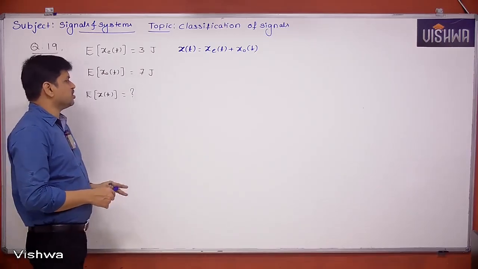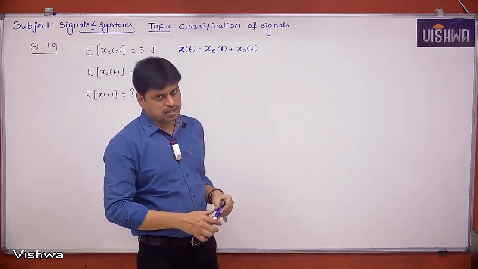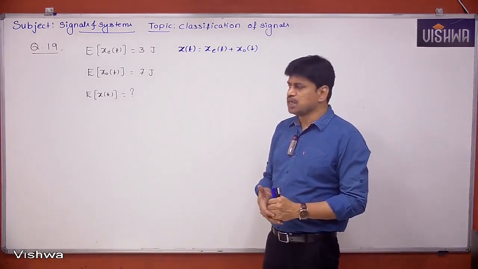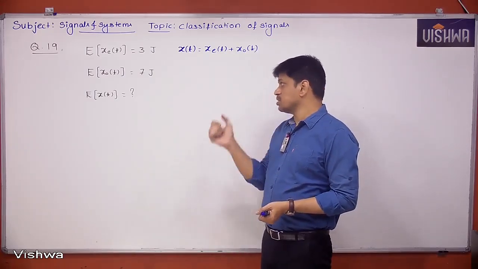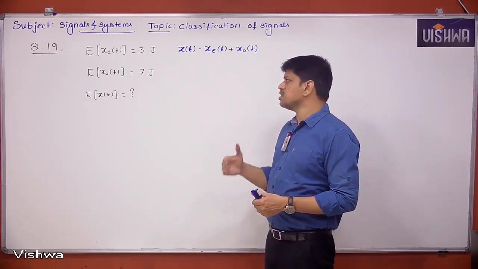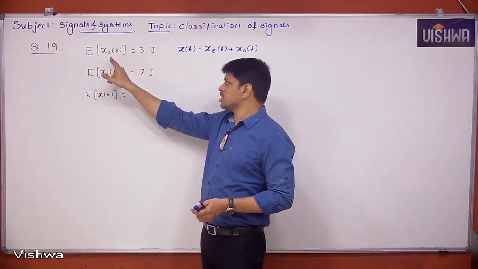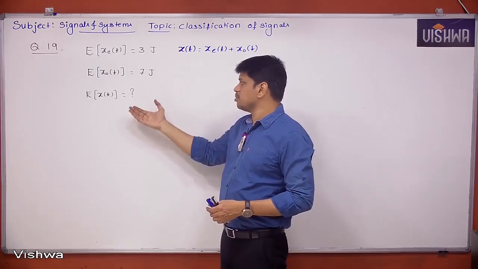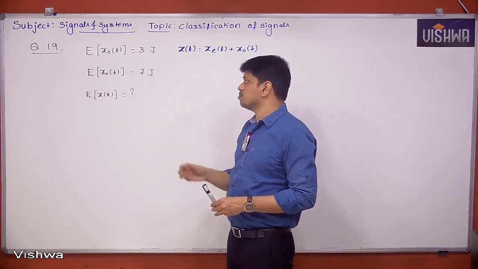So many people think that 3 plus 7, which is nothing but 10 joules. And whatever you are thinking is correct: 3 plus 7, which is nothing but 10 joules, is the correct answer. But the procedure you are thinking is a wrong procedure. So let's see how we can say 3 plus 7 is the total energy of the signal x of t. But it is not the case for every signal. That means, let's say, if signals x1 of t and x2 of t have these two energies, then can you tell me how much energy x1 plus x2 has? Then it is not necessarily equal to 3 plus 7.